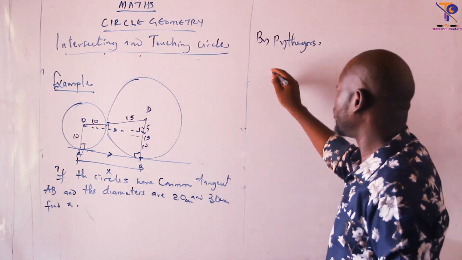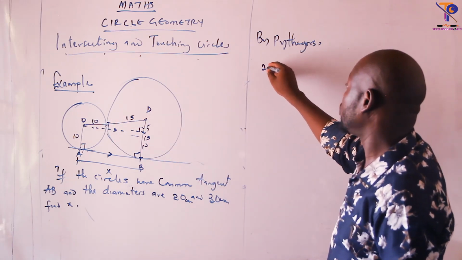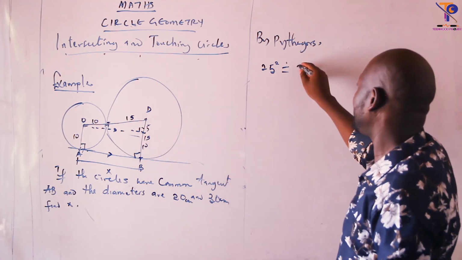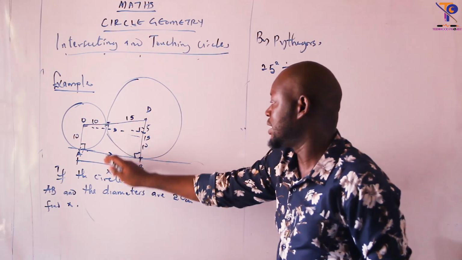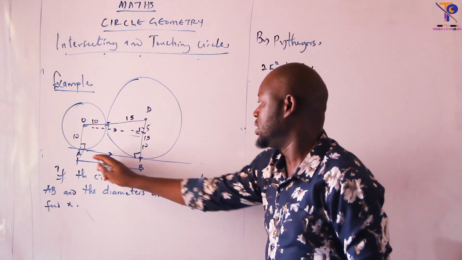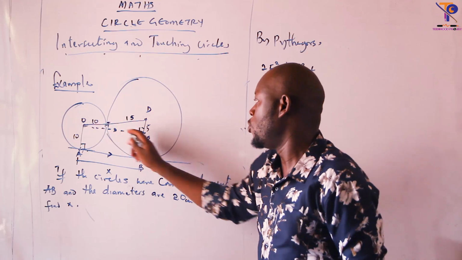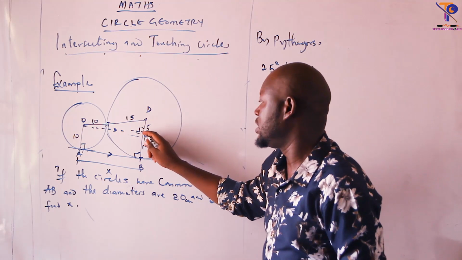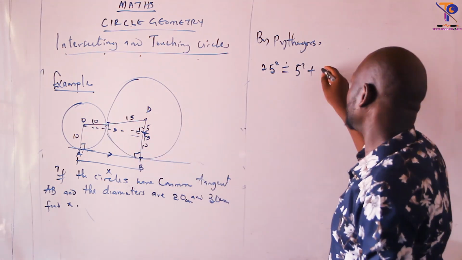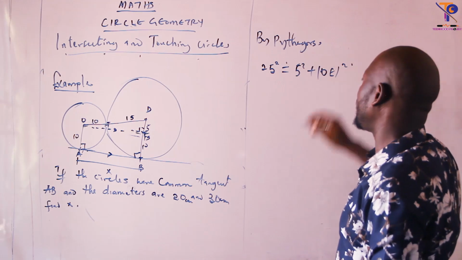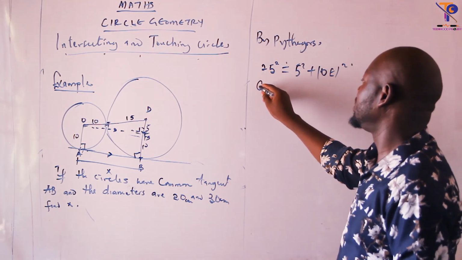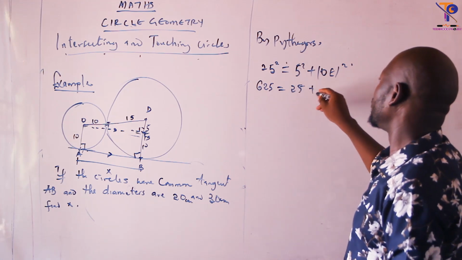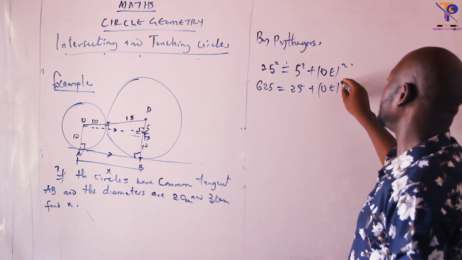So we have our hypotenuse, that is 25 squared, equal to this, our 5 squared, plus this other side. Let me call this side E, that is OE, to the power 2. So from here we have 625 is equal to 25 plus OE squared.